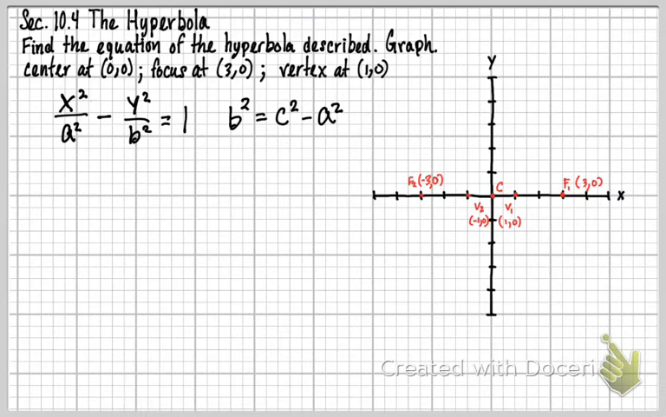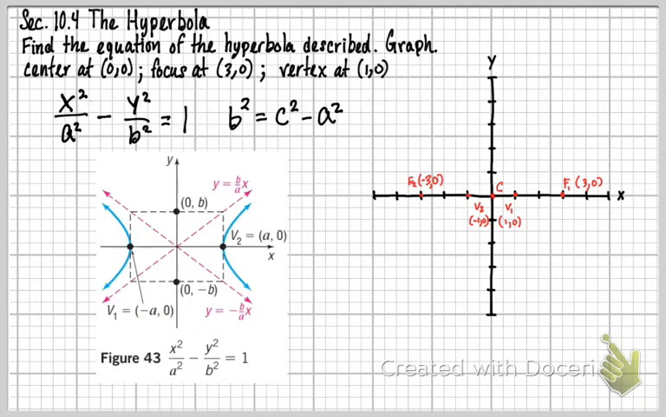And with these two pieces of information, we should be able to get our equation from here. All right, so now take a look at this picture here. My a is going to be from the center to the vertex. Okay, so our a is going to be 1. Also, we have to think of b here too, but we also know c as well.